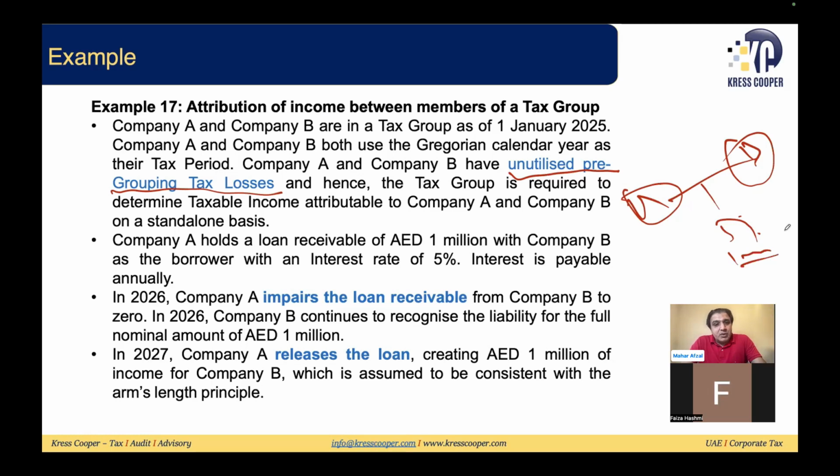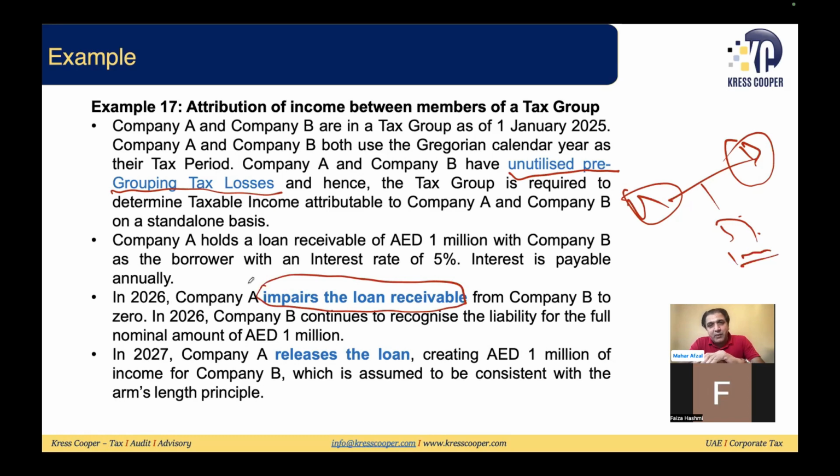We'll look into this. So A impaired the loan receivable from B to 0 in 2026. Company B continues to recognize the liability for the full nominal value of 1 million. A has impaired, B is recognizing at the same value of 1 million. In 2027, Company A releases the loan. Company A releases, waives the loan, creating 1 million of income for B. In 2027, A has waived off the loan. Once A has waived off the loan, it will have a reduction in the obligation of B, which is assumed to be consistent with the arm's length principle.